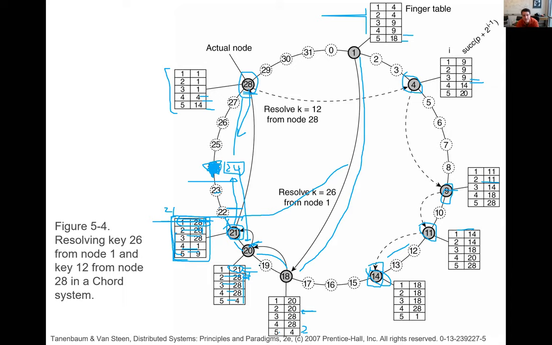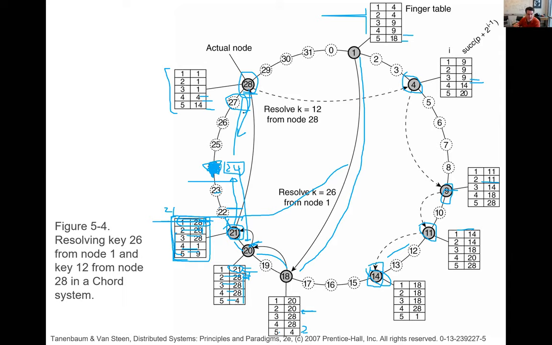Okay. Great question. What happens if the key doesn't exist? So the way to think about it is that the lookup operation in Chord takes a key and maps it to the node responsible for that key. In this example, node 20, key 27 is the responsibility of node 28. So if I do a lookup on 27, it's going to return the IP address for node 28. Now that doesn't necessarily mean that 28 has key 27.